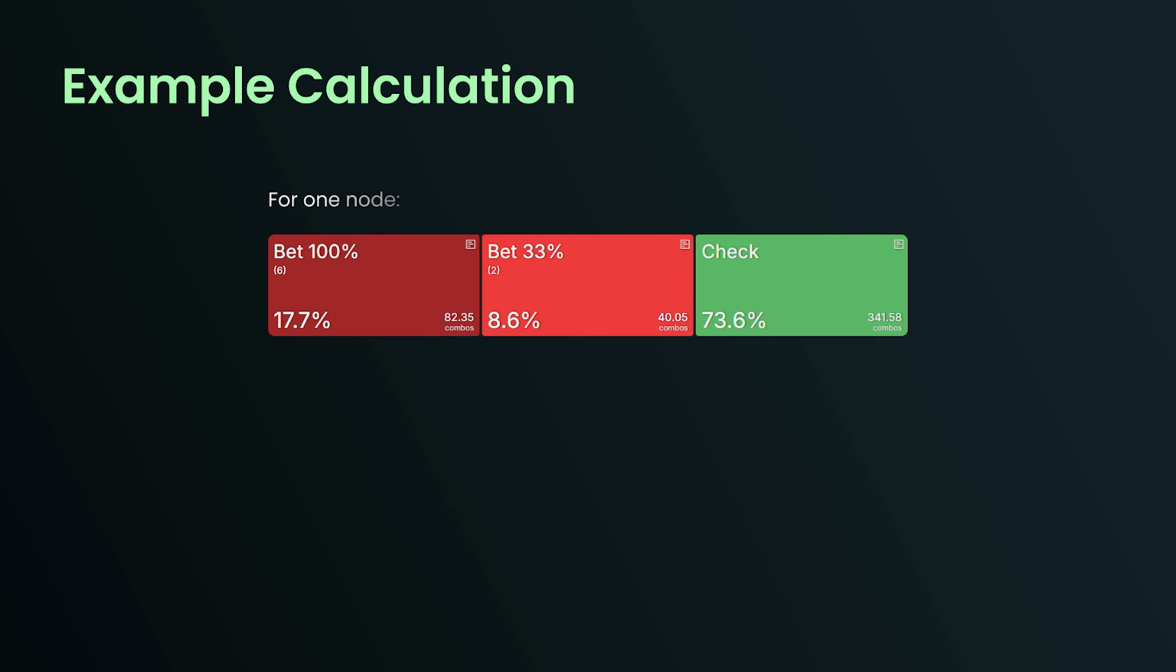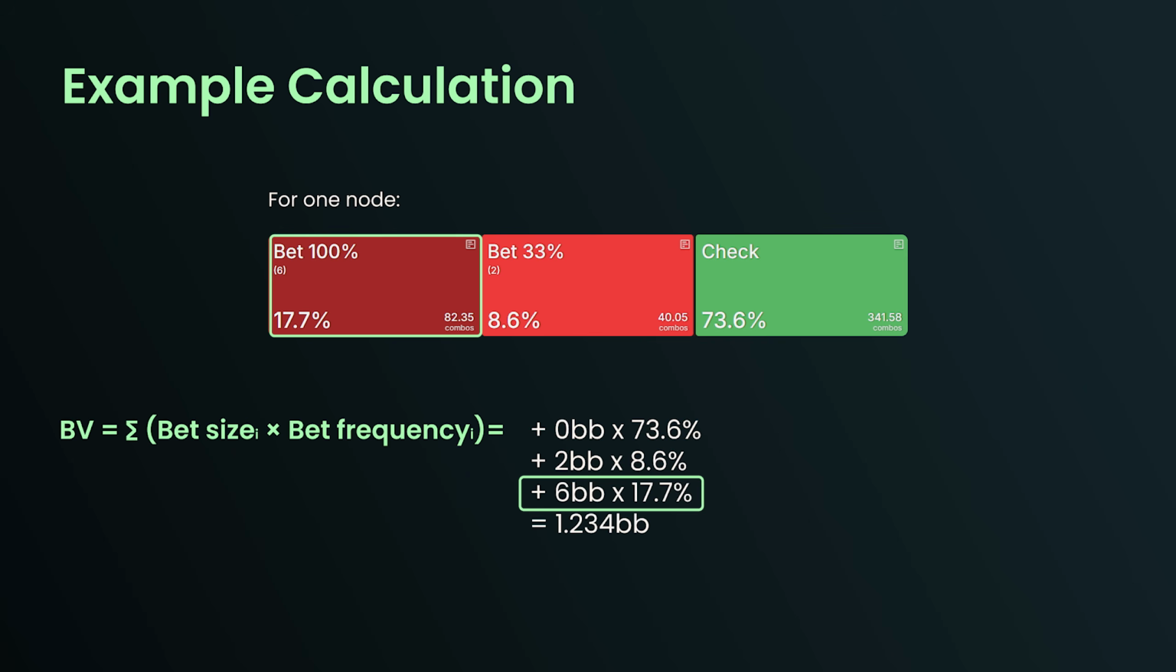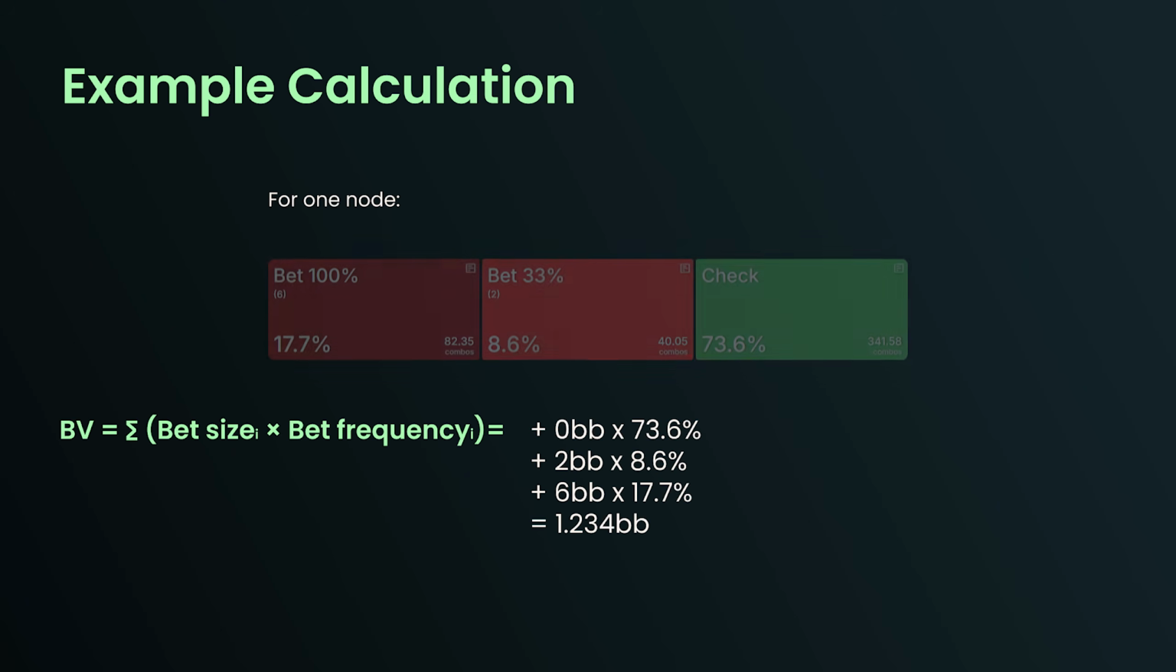This player is betting 6 big blinds, or 100% of the pot, 17.7% of the time, and 2 big blinds, or a third of the pot, 8.6% of the time. And so if we multiply bet sizes times the bet frequencies and add it all up, we get 1.234 big blinds. And this is the expected amount of money they're going to put into the pot at this specific node. So this is their betting volume at this point in the game tree. All right, simple enough, right?